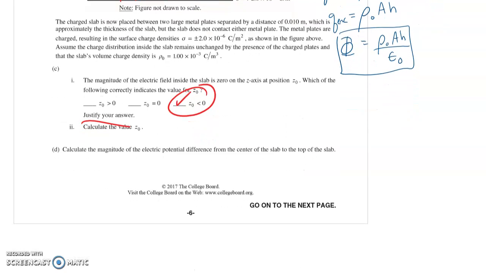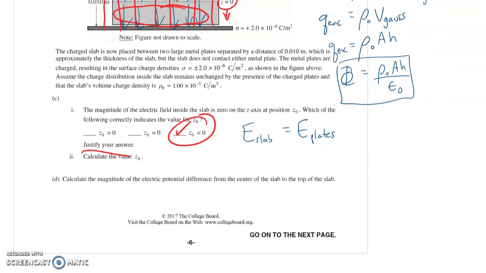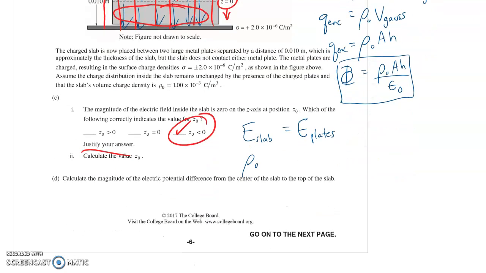Now they want us to calculate this value. So that really means where the electric field due to the slab is equal to the electric field due to the plates. And we already figured out the electric field due to the slab. That was, and even if you didn't figure it out, they gave it to you, rho sub zero, I want to get this right, Z over epsilon naught.